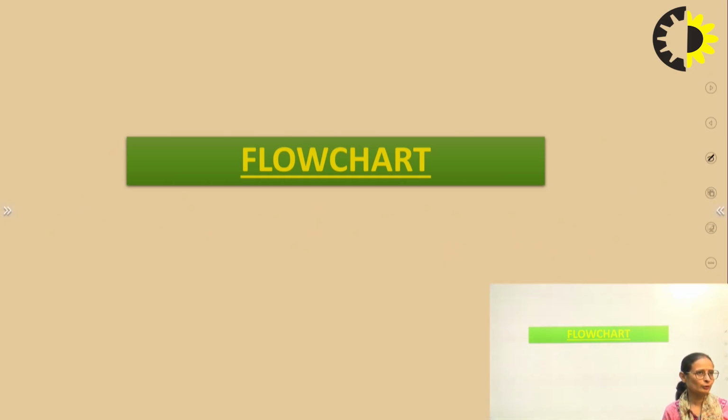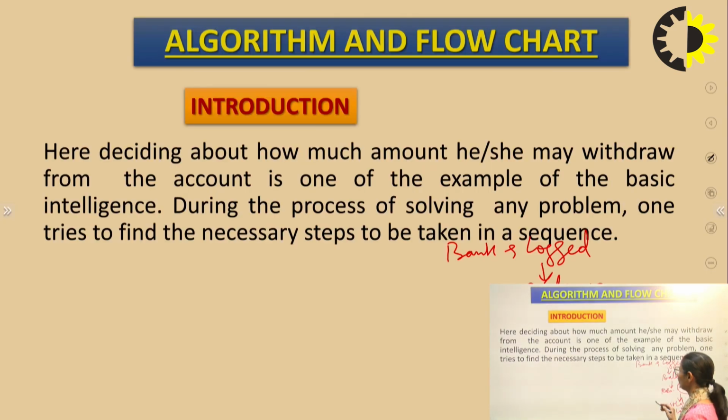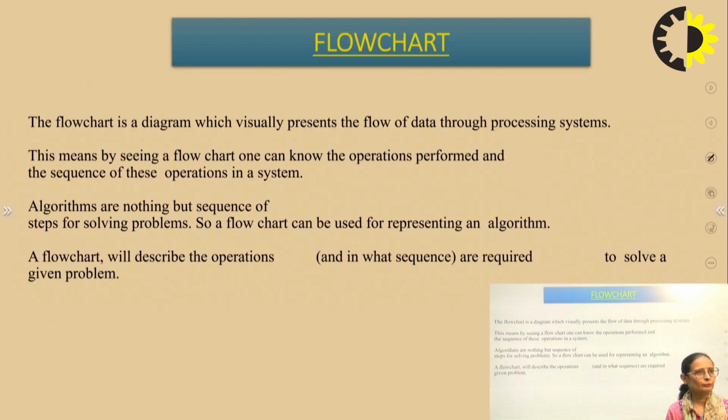So what is a flow chart? In algorithm, we have seen the sequence of these steps, but when we are talking in terms of a flow chart, it says this is the flow, that is from this step to this step, then this step, then this step. So this is the flow of sequence. In a flow chart, we are just showing this flow of sequence in a diagrammatical form. So a flow chart is a diagram which visually presents the flow of data through processing systems. That is how the data is moving from one step to another step.